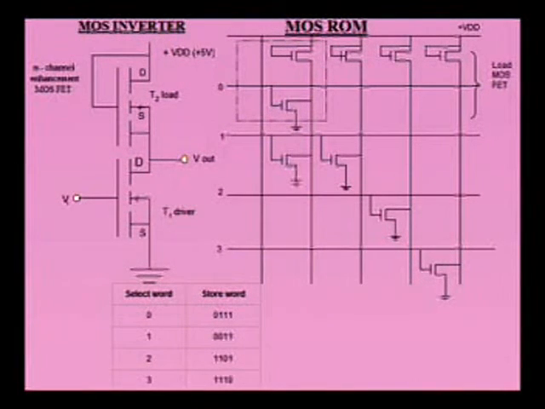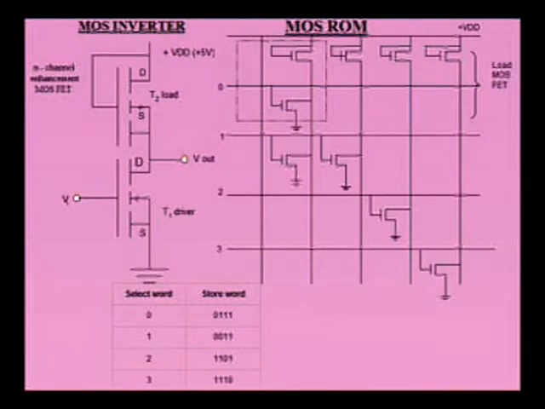There are two types of MOSFET. One is enhancement type and another one is depletion type. Before going to the construction of MOS ROM, first we have to know what a MOS inverter is. With the concept of the MOS inverter only, we are going to discuss the MOS RAM. So the figure shows the MOS inverter circuit.